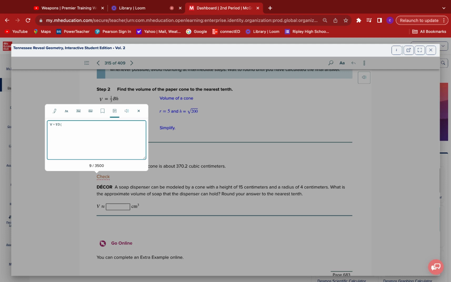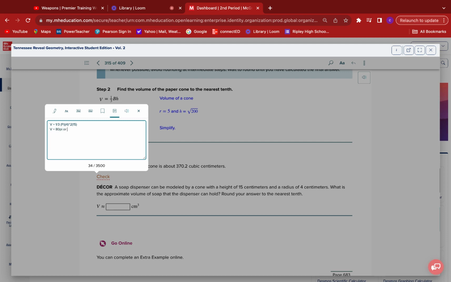Okay, and then times pi r squared, and they tell me the radius is 4, so times 4 squared. And then times the height of the cone, which is 15. Okay, so 4 squared is 16 times 15. That's going to be divided by 3. And then stick a pi, be 80 pi.